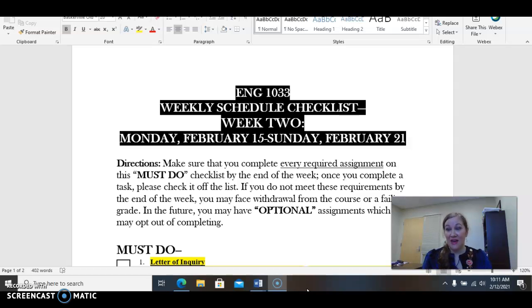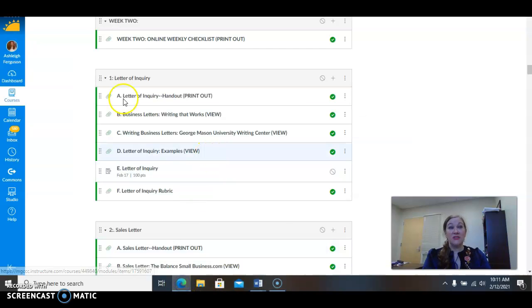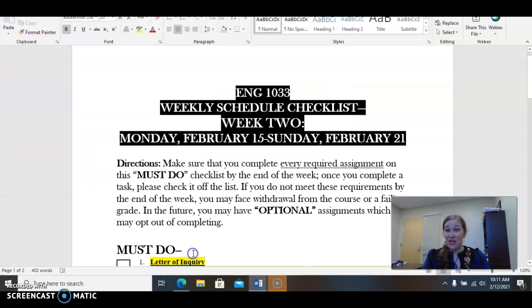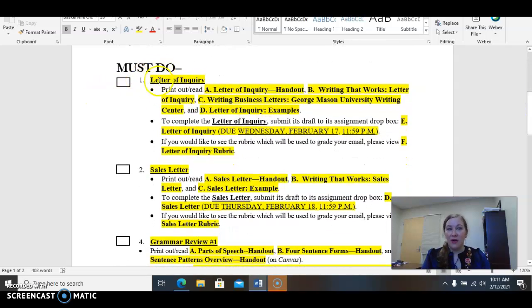I would encourage you, as always, you're going to notice I already have our checklist up. Just remember to scroll down to week 2, and you're going to print out or save our online weekly checklist. Again, you're going to notice on that checklist, I have listed those assignments. Now, try to remember that the numbers match up with the modules. Do the assignments preferably in the order I have them listed. They just kind of build upon each other.